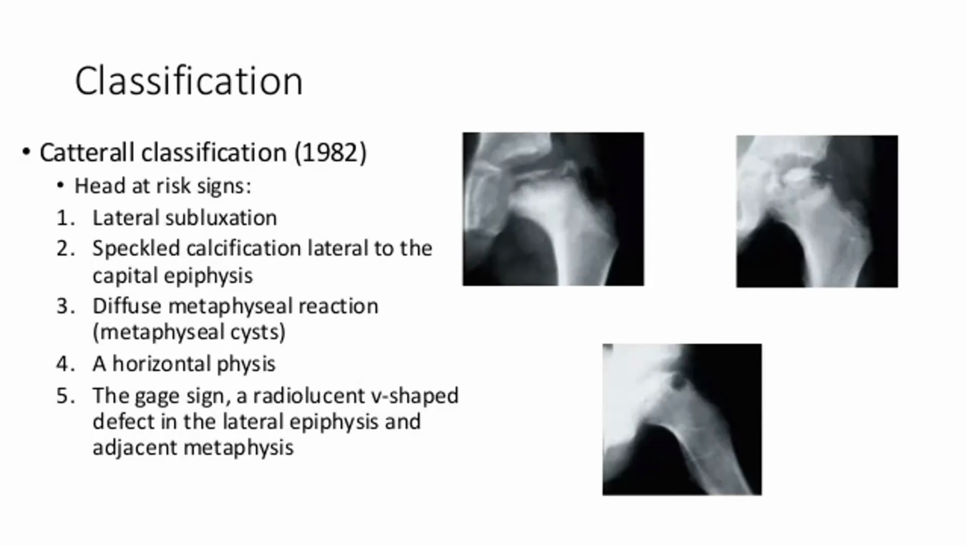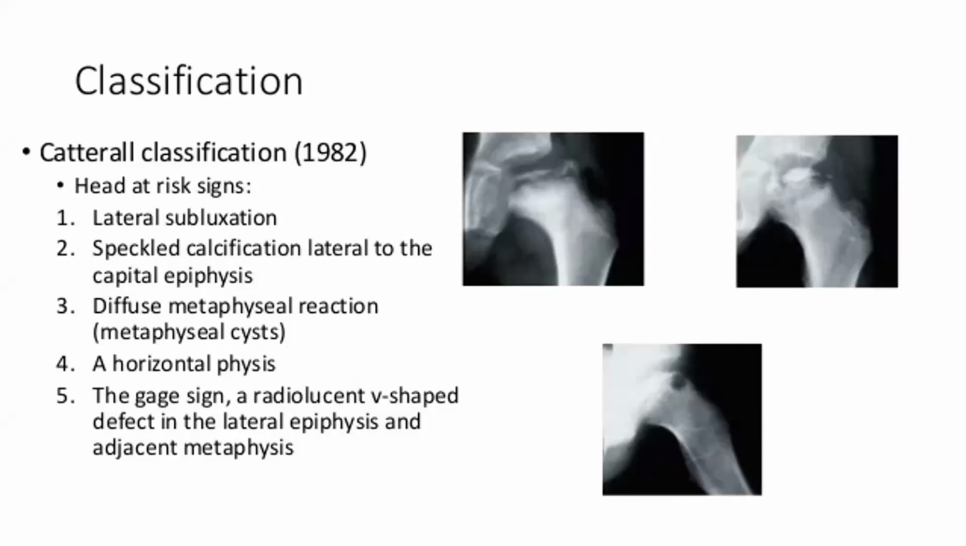So I would like to mention these points. In the Catterall classification, we have head at risk signs that tell us we're going to have a bad result. First of all, as I mentioned, I did not give these classifications at the beginning. I'm giving them now so that you can apply them to what I told you about. The head at risk signs, what gives us a bad result?